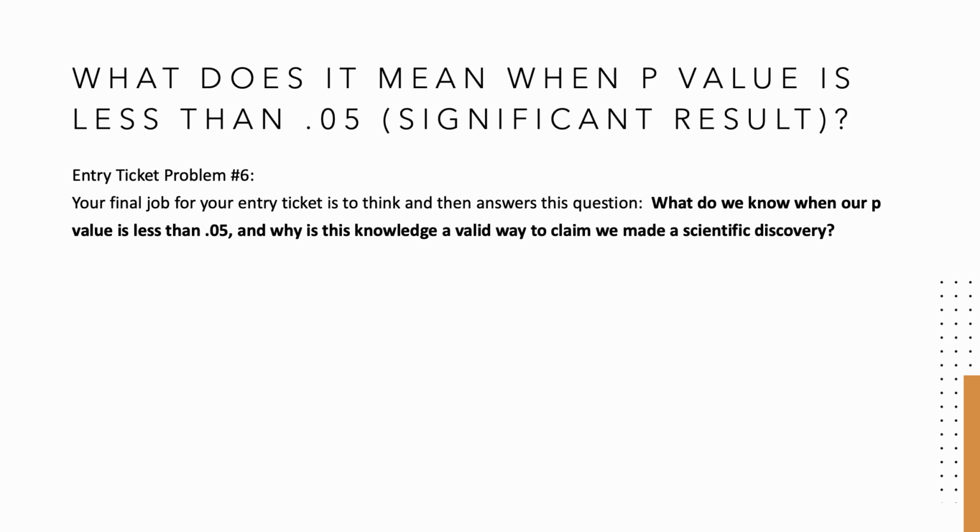This is your final entry ticket problem, entry ticket problem number 6. Your final job for your entry ticket is to think and then answer this question. What do we know when our p-value is less than 0.05? And why is this knowledge a valid way to claim we made a scientific discovery? That is, your last problem is to become the first statistician and tell me why we use p less than 0.05 to claim that we made a scientific discovery. Give it your best shot. It's okay if you miss it, but give it a shot.